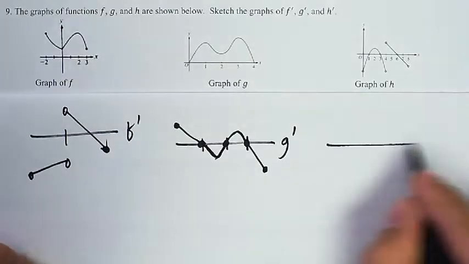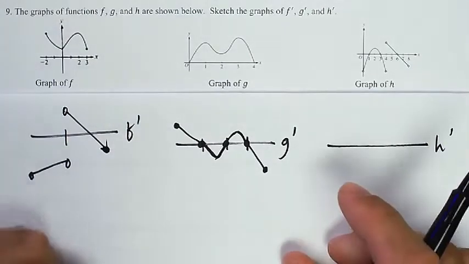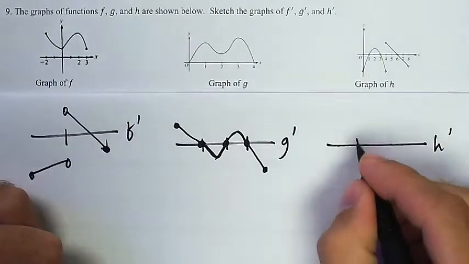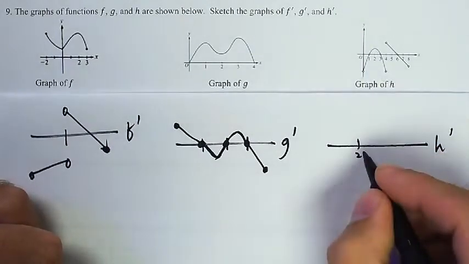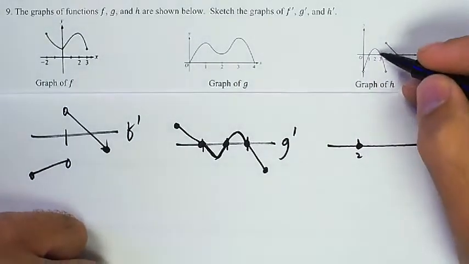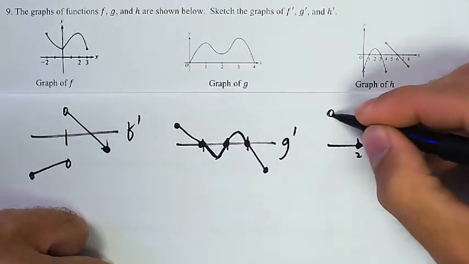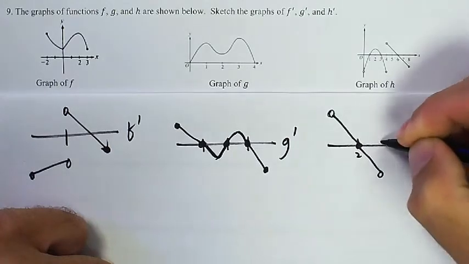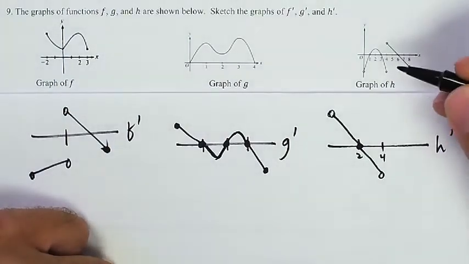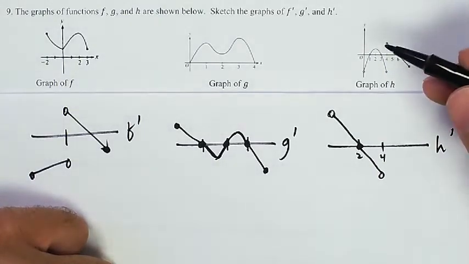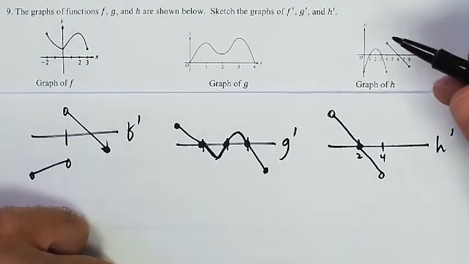And then to draw h prime, all right, at 2, I've got a 0 slope, so h prime equals 0. That's where I want to start. To the left of 2, the slope is positive, and to the right of 2, the slope is negative. So maybe I'll say it's like that. Maybe this is 4. Okay. At 4, there's a discontinuity, so h prime had better be undefined. Okay. And then after 4, the slope of h is constantly negative.